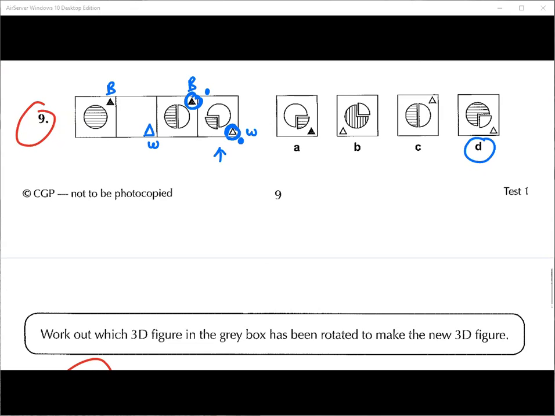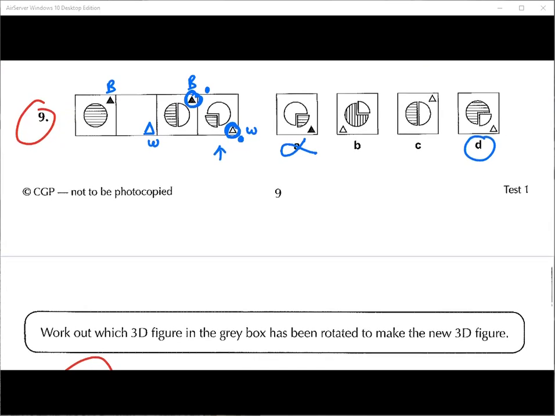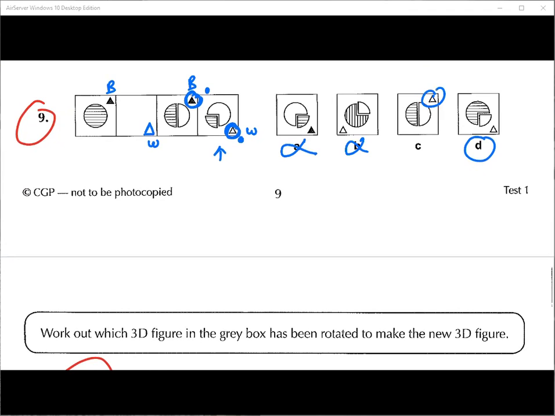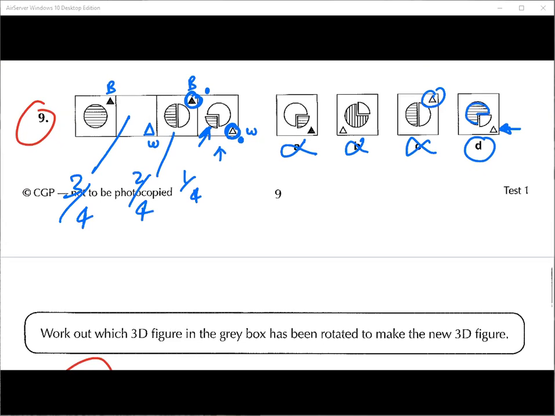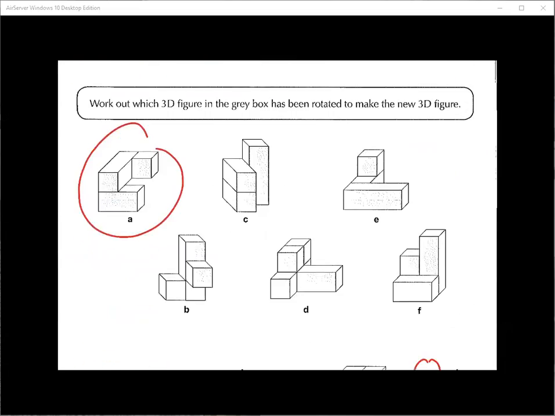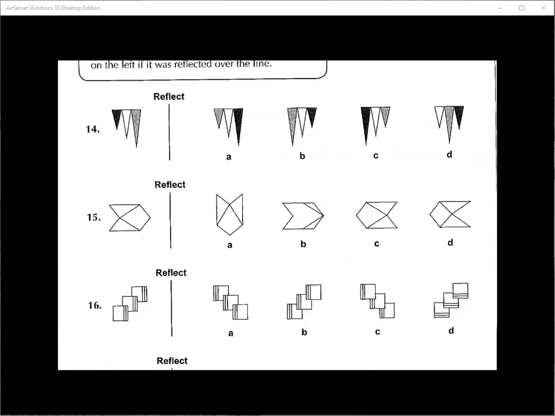Okay, lovely. So we're looking for a white triangle on the bottom. So that's wrong straight away. That triangle for B is in the wrong place. That one's at the top. It has to be a white triangle on the bottom. It matches. And we're going from a quarter shaded to 2 quarters shaded to 3 quarters shaded. And if you have a look at your shape here, it's got lines in 3 quarters. Done. Beautiful. I hope that helps you here.